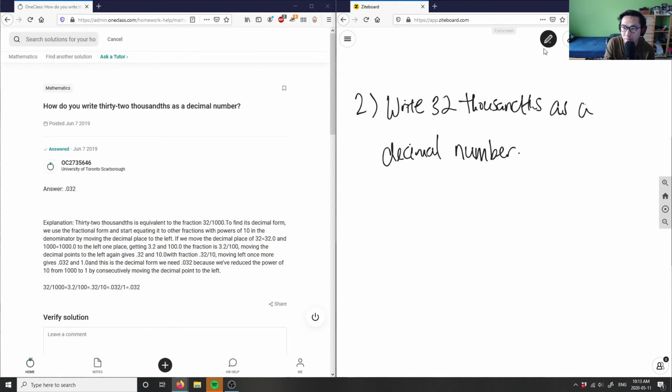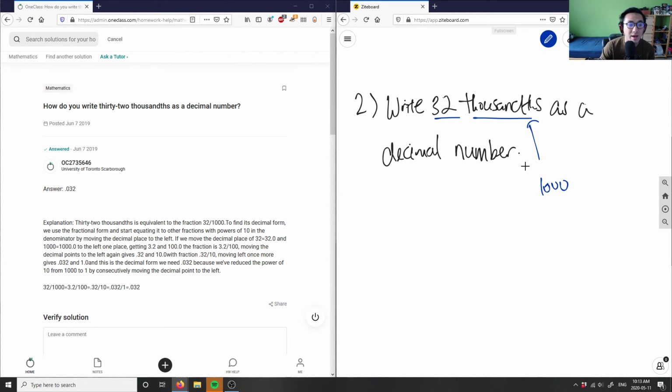So let's look at this problem again. The goal here is to write 32 thousandths as a number, right? Our numbers here are 32 and we have thousands, right? So 32 is obviously 32, and thousands, I could rewrite this as 1,000, right?